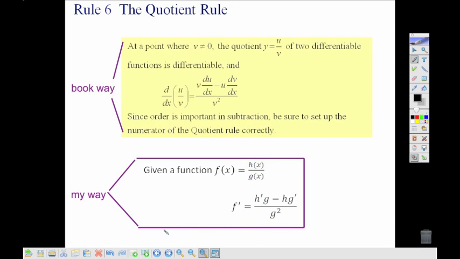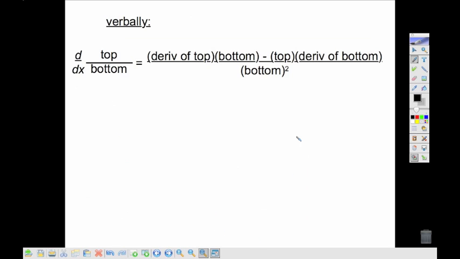Let me look at this verbally, what we're going to do. Basically, if we're given a function where we have the numerator over the denominator, think about this top over bottom, we always have to start with the derivative of the top. This is important because we have subtraction. Product rule, we could do it either way, but quotient rule, we need to start with the derivative of the top, and then we multiply it by the bottom. We subtract, and then we keep the top, multiply it by the derivative of the bottom, and then we divide it by the bottom squared. So the bottom's going to stay on the bottom, but we're going to square it.